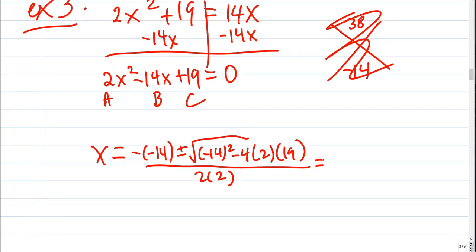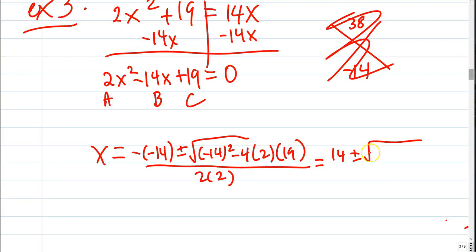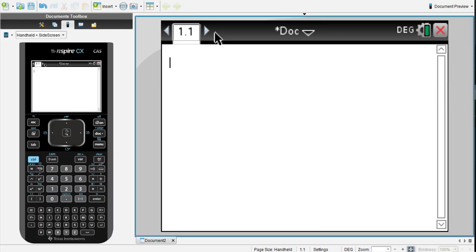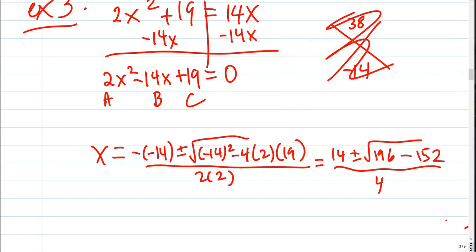Simplifying each group, x is equal to 14 plus or minus the square root of 14 squared is too far there, sorry. I believe it's 196 minus 8 times 19. 8 times 19, 80 plus 72, 152. I'm going to double check that. I don't want to get too cocky here. 4 times 2 times 19. Alright, feeling a little cocky now.